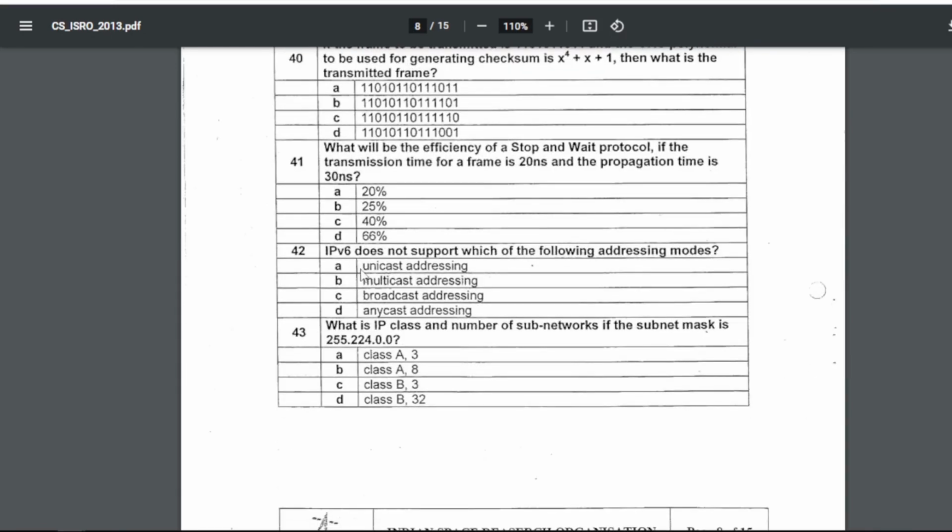Next question is 42, that is IPv6 does not support which of the following addressing modes? So basically, IPv6 does not support the broadcast addressing, right?